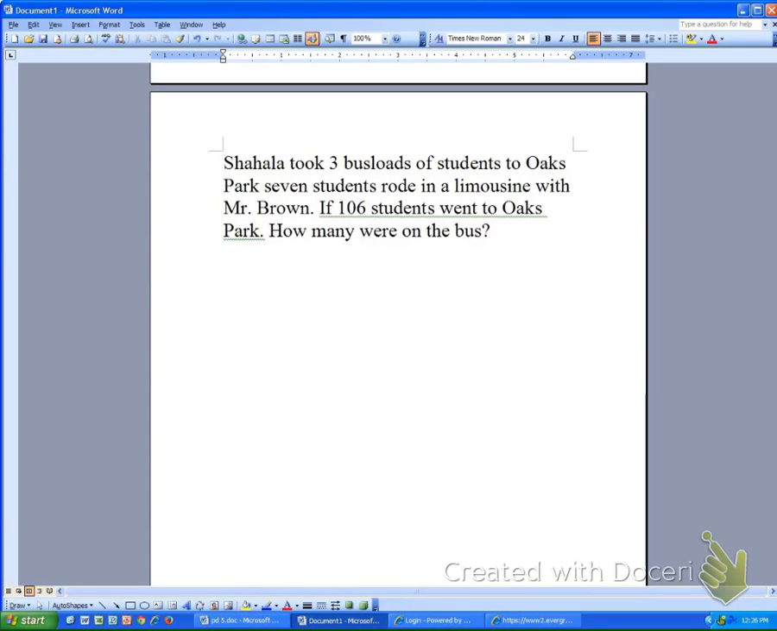Okay, number 3. Shahela took 3 busloads of students to Oaks Park. 7 students rode in a limousine with Mr. Brown. If 106 students went to Oaks Park, how many were on each bus? We want to know the amount of students per bus. So the first thing you should do is define X as the number of students per bus. Go ahead and shut the video off, write your equation, and then turn it back on to check.